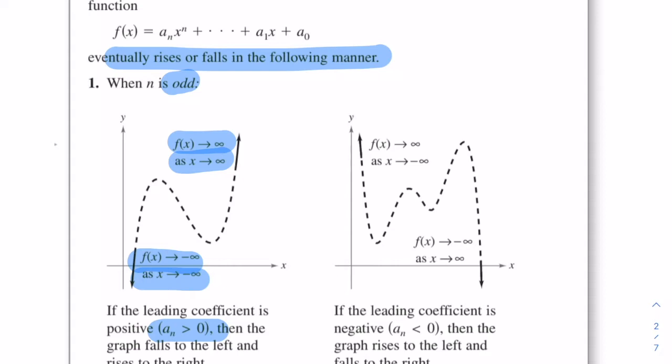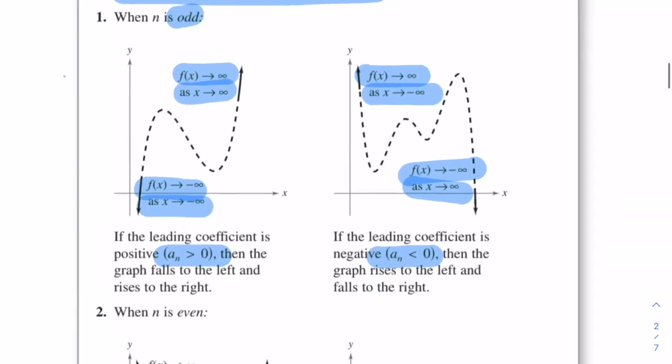Now, if a sub n, the leading coefficient, is less than 0, as x approaches negative infinity, f of x will approach infinity. So that left behavior will be going up. Versus as x approaches infinity, f of x will approach negative infinity. So that right behavior will be down.